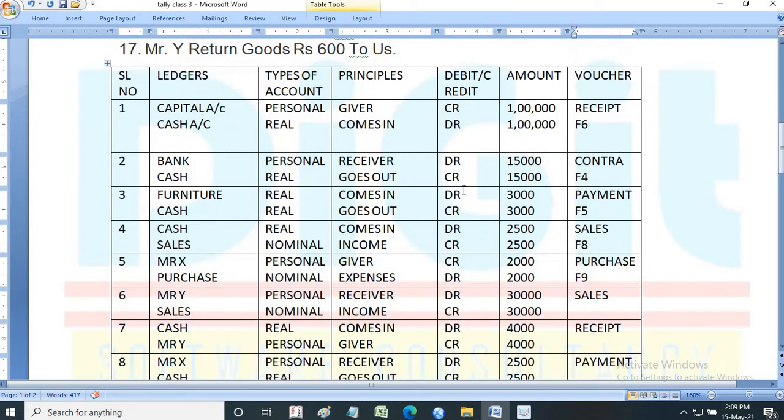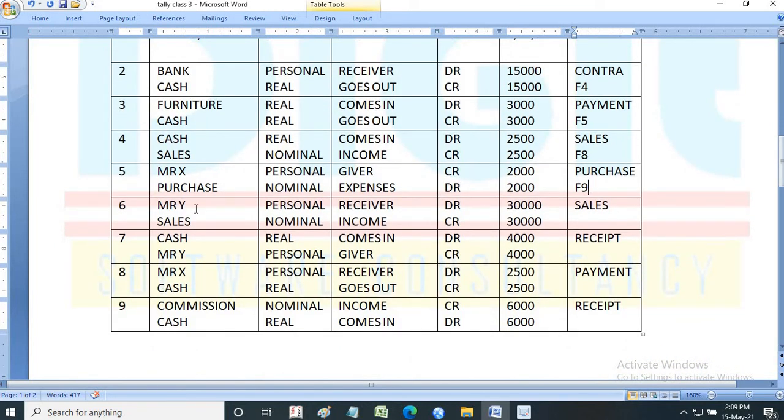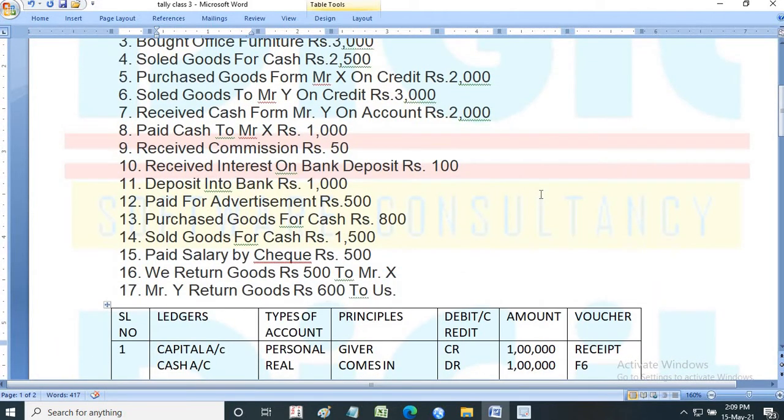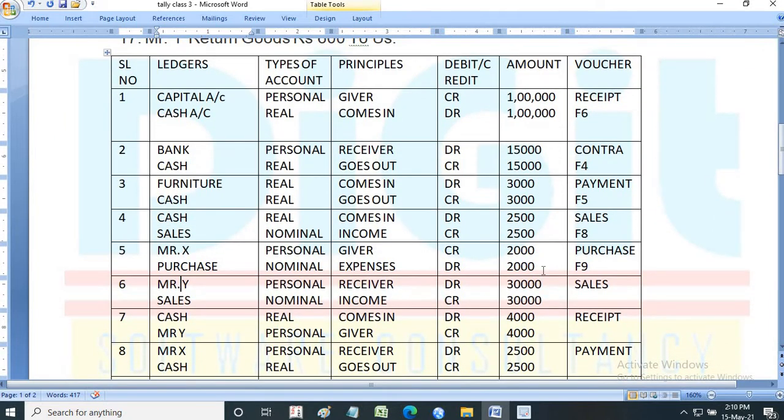So okay, number 6, you see, sold goods to Mr. Y on credit 3000. So here the ledgers will be Mr. Y and sales. So Mr. Y is personal, he is the receiver, and sales is nominal, it's income, so income will be credit and receiver will be debit. And is it 3000 or 30,000? Okay, it's 3000, I think. So the voucher will be sales, it's F8.